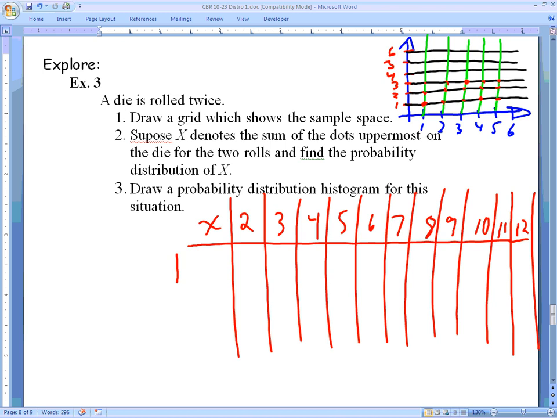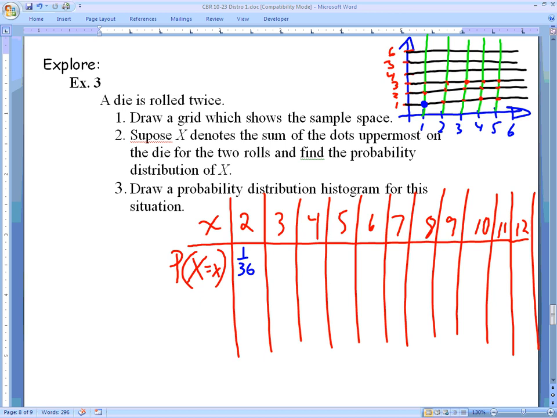Now, what's the probability that the sum of the uppermost numbers on the die, also known as big X, equals little x? So what's the probability that the sum is 2? Well, how many ways are there to get a 2? That would just be this one right here. There's only one way to get a 2. So that's 1 out of 36.